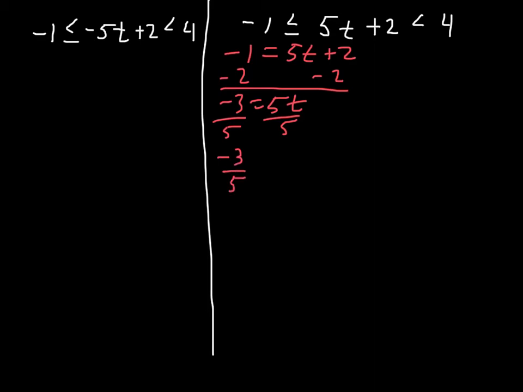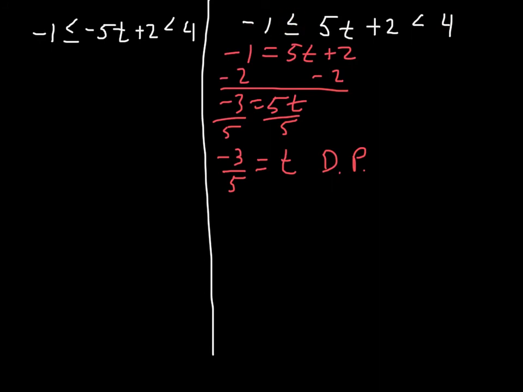-3/5 is equal to t. And I just found my dividing point. Okay, I just found the red dividing point. I'm going to do the same thing, but for this one, I'm going to use this part of the line, and I'm going to ignore this. So I just do this in 2 different steps.